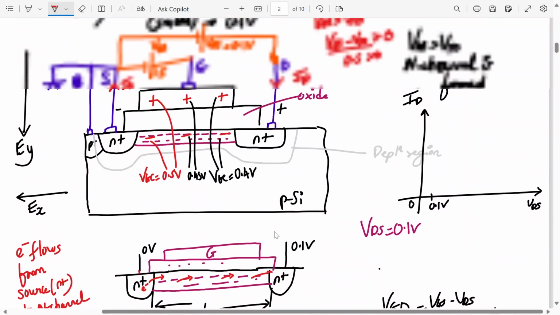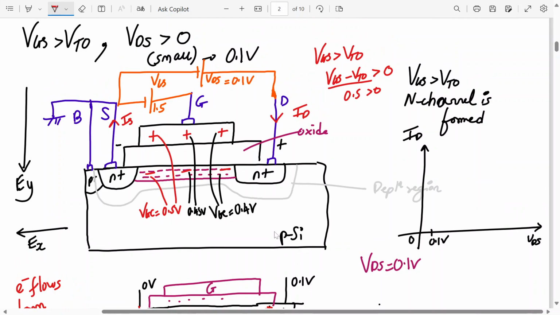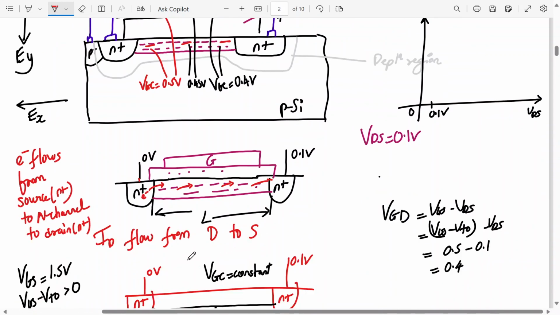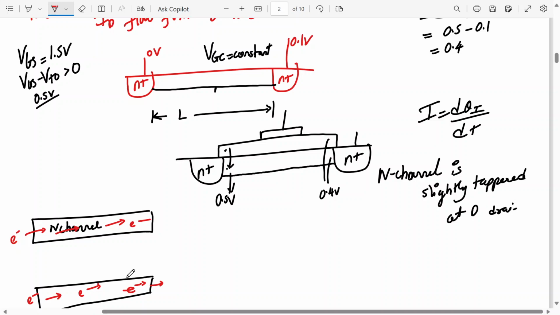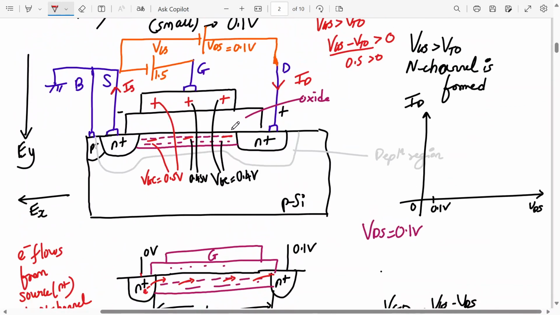So how will the current now flow? Can you tell me? Current flow will be uniform. The N channel is still tapered, but the current flow will be linear. So the current will be like this, a straight line. Why will it be a straight line? In response to VDS, you will have a very small current, maybe around 0.1 microamperes. But why is it a straight line?